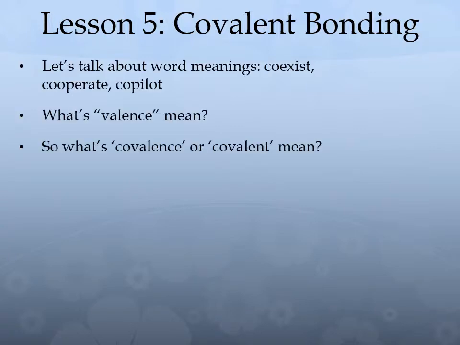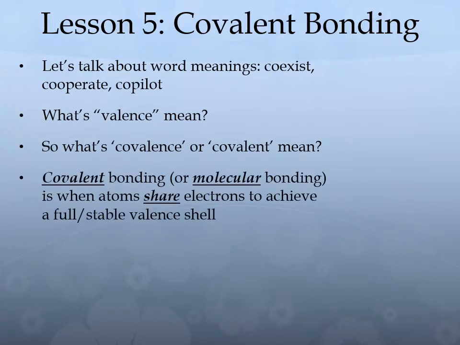What do these words mean? Coexist, cooperate, copilot? If coexist is existing together, cooperate is working or operating together, and copilot is two pilots flying together, what does that prefix co refer to then? It sure seems like it means something being or happening at the same time or together. Now think what you know about the word valence. If valence electrons are those in the outermost energy level, the outer ring, then putting it all together, covalence or covalent is probably going to involve electrons being in the outer rings together at the same time.